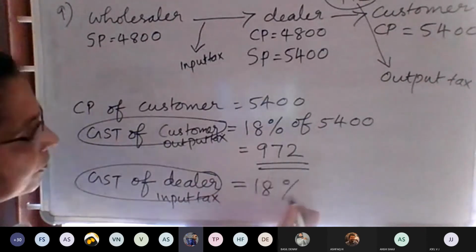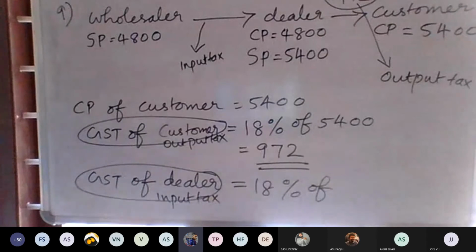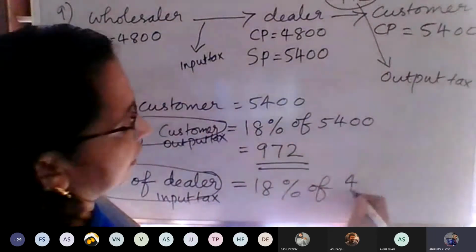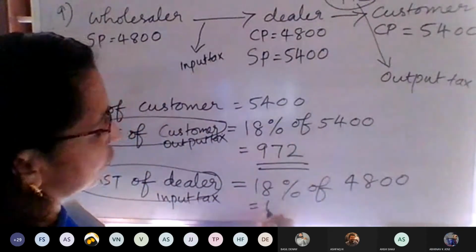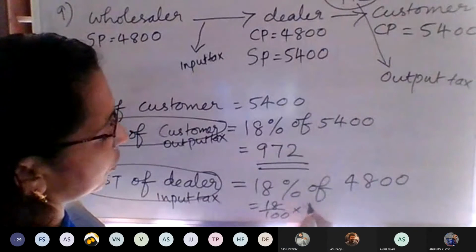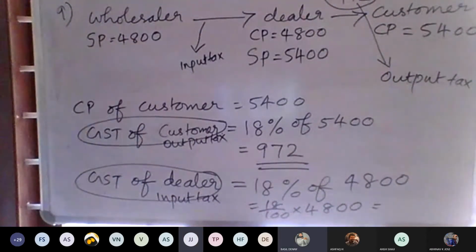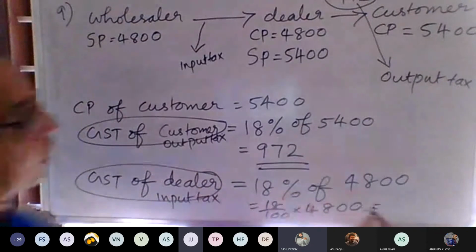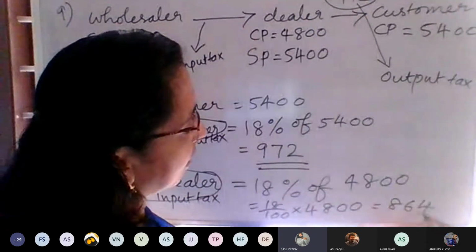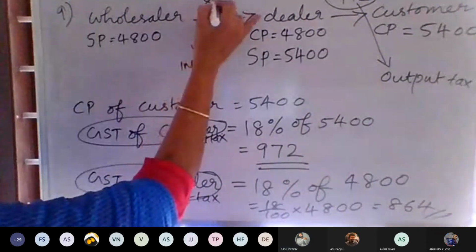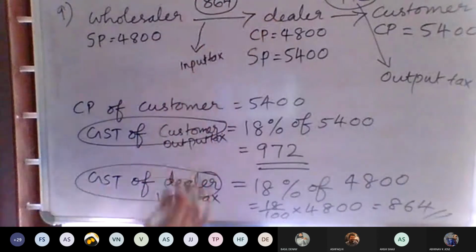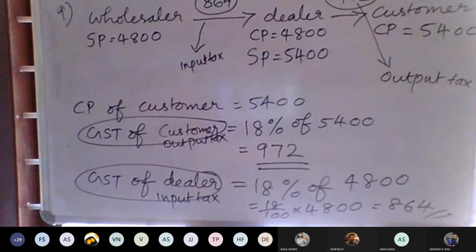18% of 4,800 is equal to 18 by 100 into 4,800, which is 864. So here we got 864. That is known as the input tax.